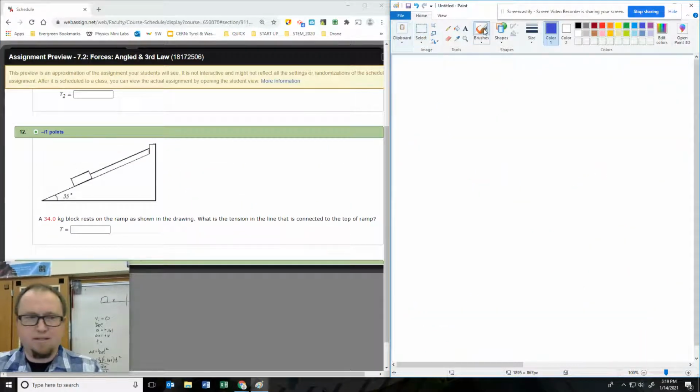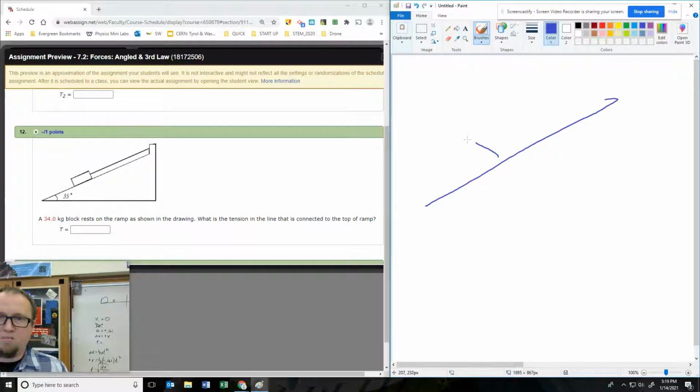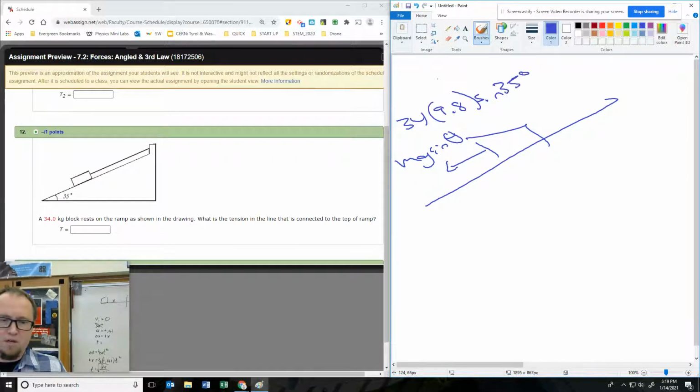Number 12, we got ourselves a block at rest. What is the tension? Well, this block has mg sine of theta going down the ramp. M is 34, g is 9.8, sine of 35 degrees. We're just going to plug it into a calculator and get a number. We get 191, so 191 newtons going down the ramp.